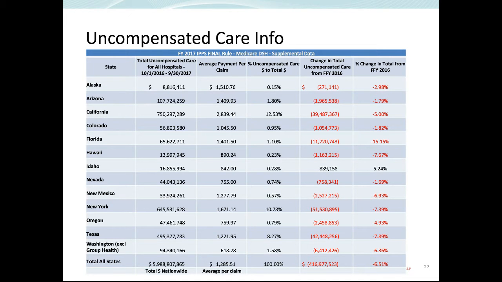We have a slide here that shows the impact of uncompensated care payments for this next year. Overall, we're looking at a $416 million decrease in payments for all states. It's kind of interesting to see, California is experiencing a 5% decrease from the prior year. Oregon is very close, 4.93%. Washington, 6.36%. So all these hospitals that receive disproportionate share and uncompensated care payments are all expected to receive less money in the coming year.